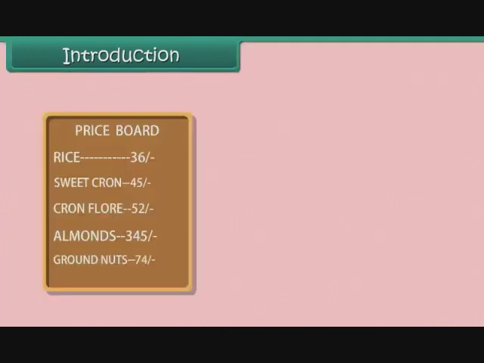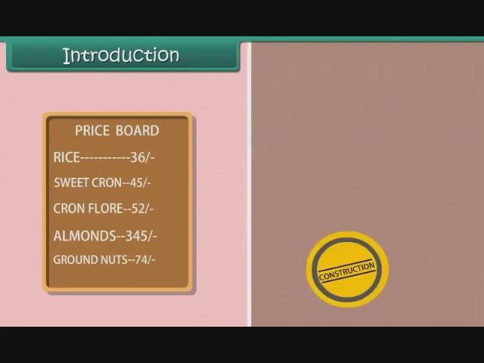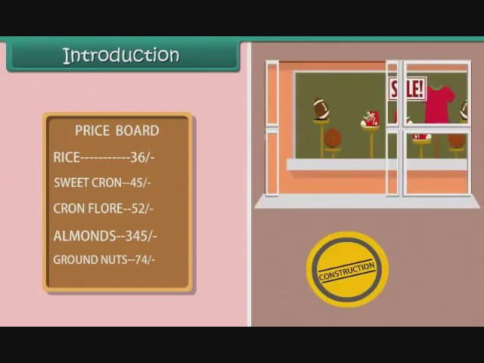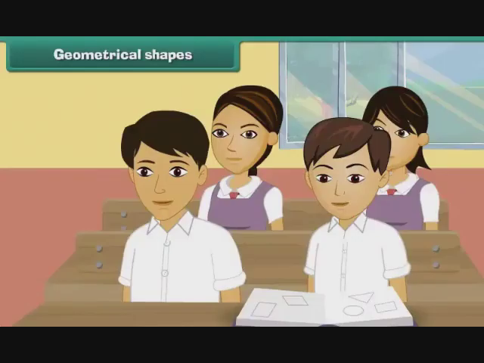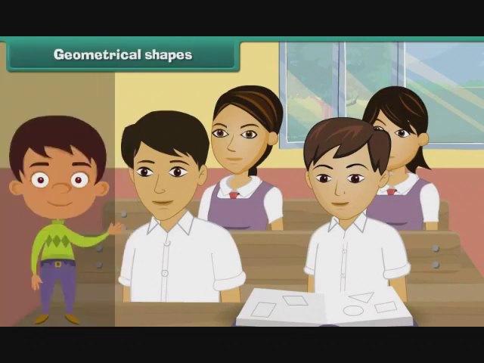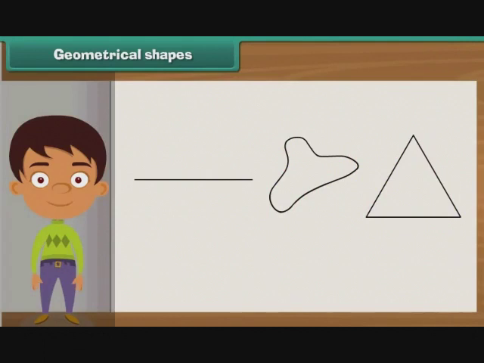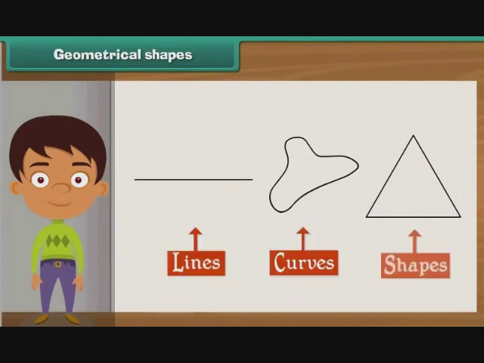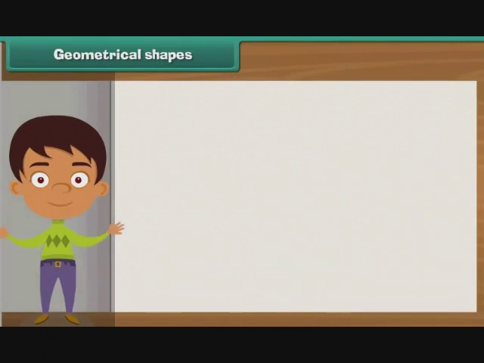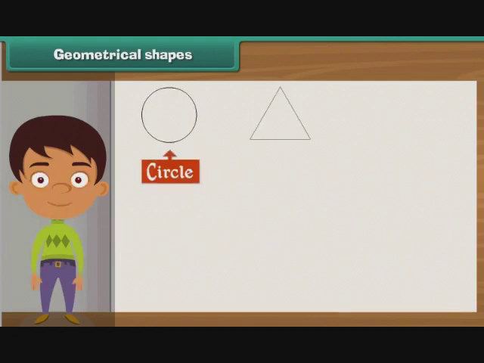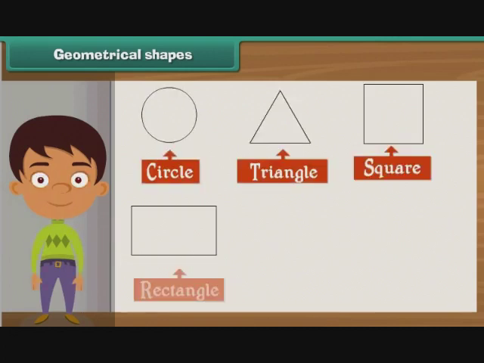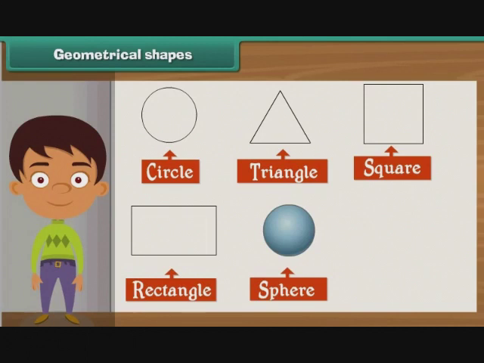He saw a rectangle billboard, a circle logo, and a rectangle window. Come, let's learn more about shapes. Geometrical shapes. Hello friends. Geometry is the study of lines, curves, and shapes. There can be many different shapes. Circle, triangle, square, rectangle, sphere, and cube are a few to name.